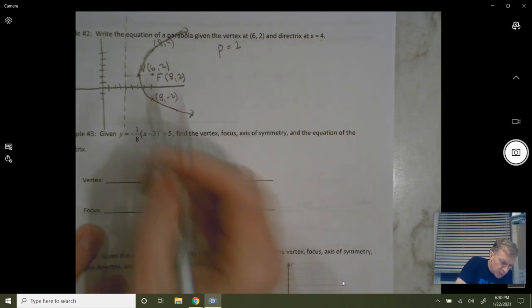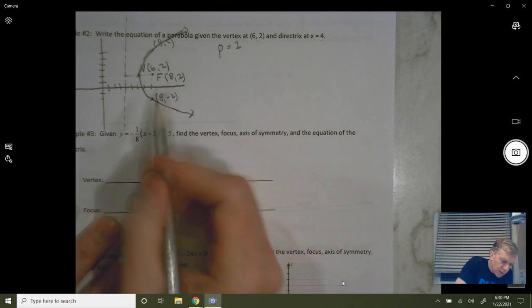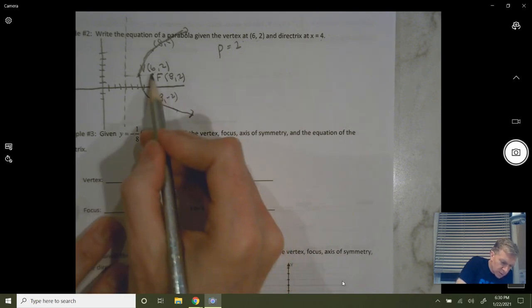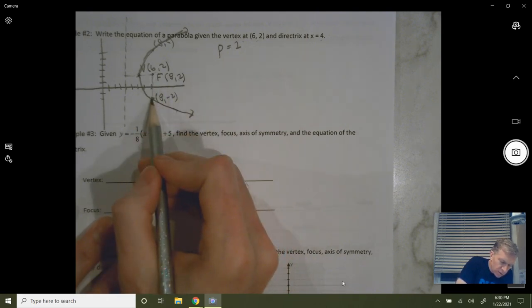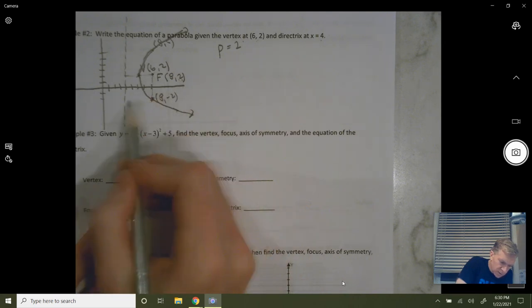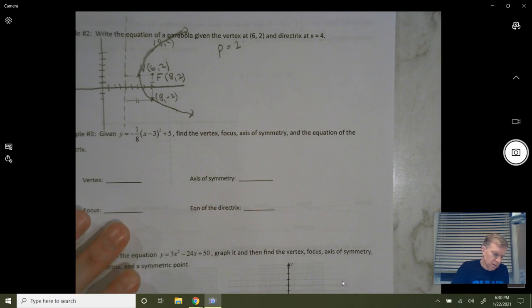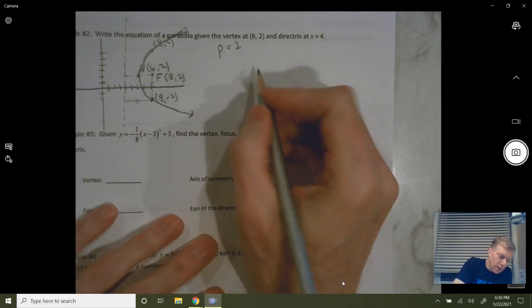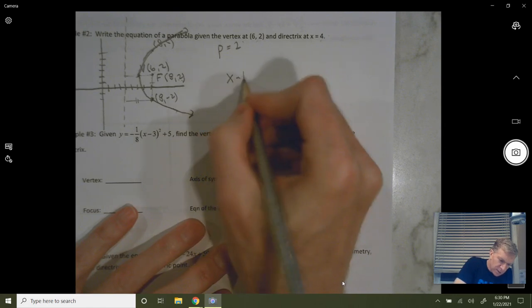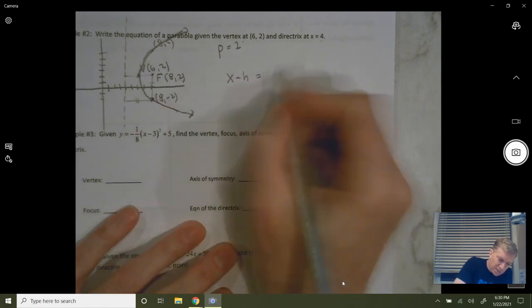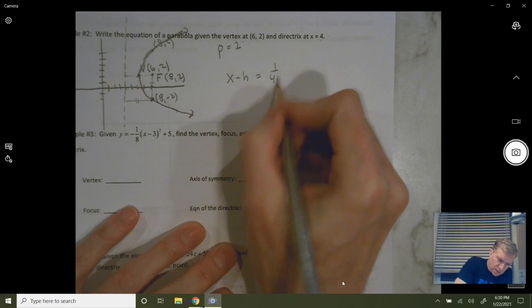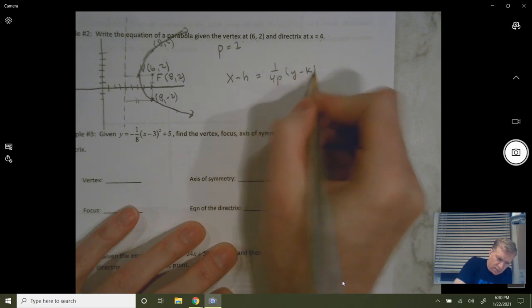Okay, and just double checking the distance from any point on here to the focus. Well, that was 4. Between 2 and -2, that was 4. And this distance here, these have to be equal. Okay, so this opens to the right. And if your parabola opens to the right, it's going to be x minus h equals, and this is right, so positive 1 over 4p times (y minus k) squared.